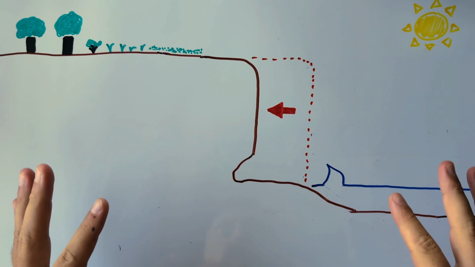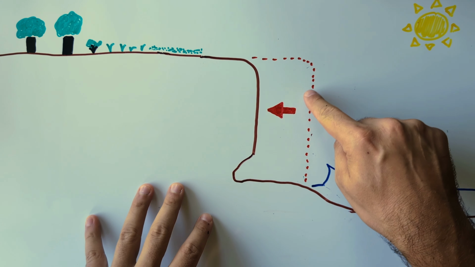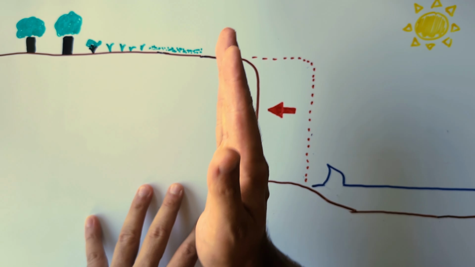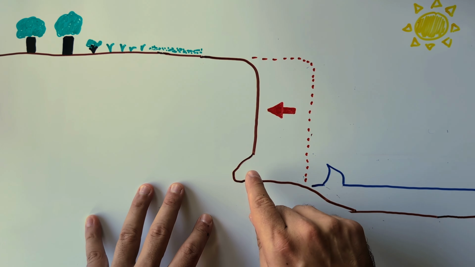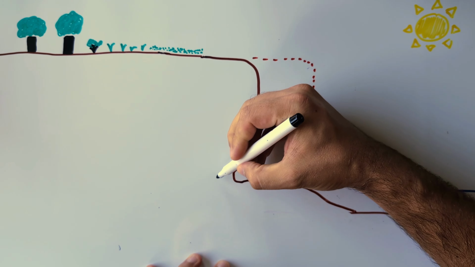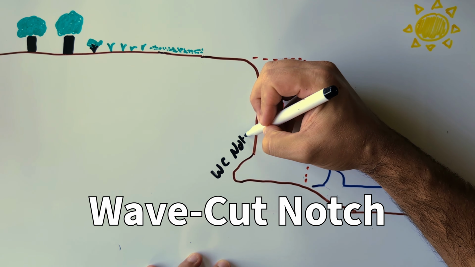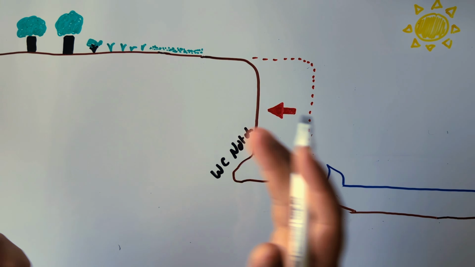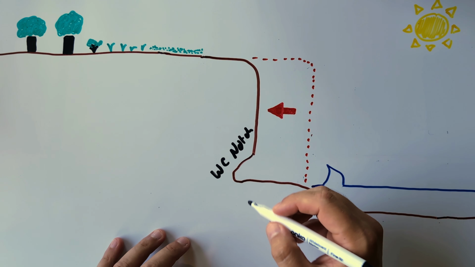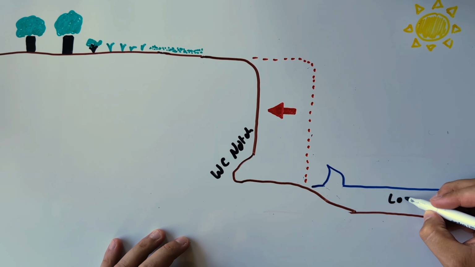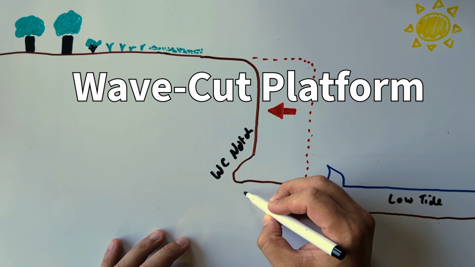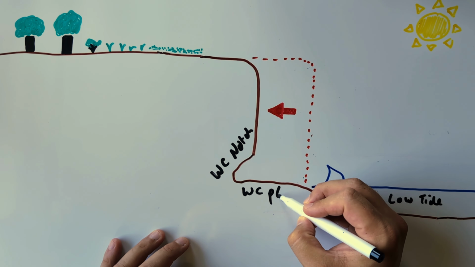Now, let's finish this off. So we can see here, this is the original outline of our wave cut platform as it has retreated back inland. We still see that we have the wave cut notch here, and again that will continue to expand, continue to be eroded by hydraulic action and abrasion. But now, because we visited during low tide, we can see the exposed wave cut platform.